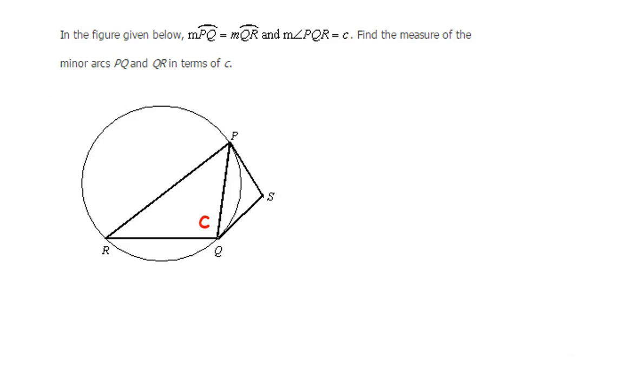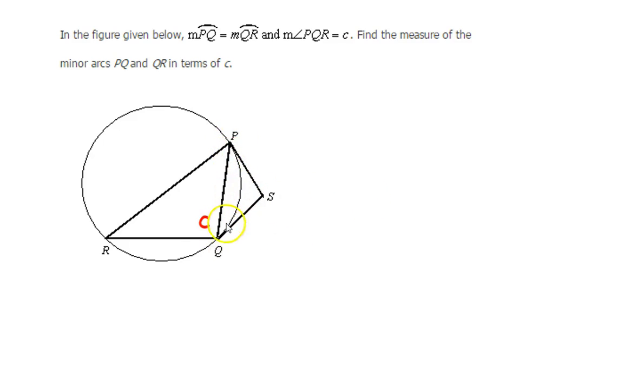So when it says find something in terms of, in this case, C, that means that we're going to have a C in our answer. We don't know what C is, but if we did, we have a formula or an equation to plug it into to find the value of whatever we're looking for, in this case, PQ and QR. So we need to find the measures of PQ and QR. We know they're the same, so that's nice because once we find one, we'll have the other.